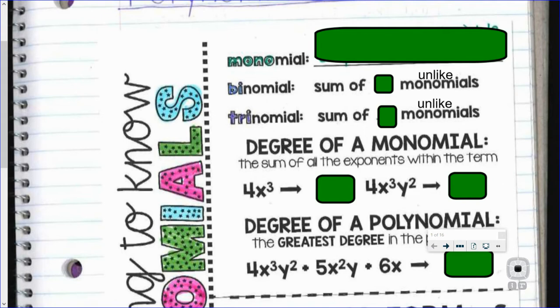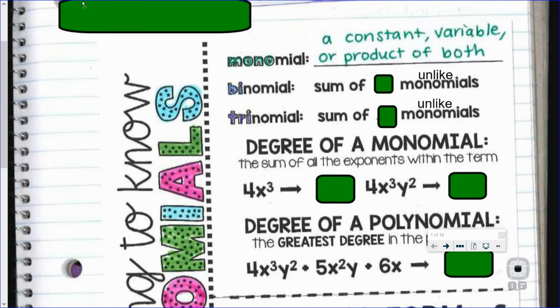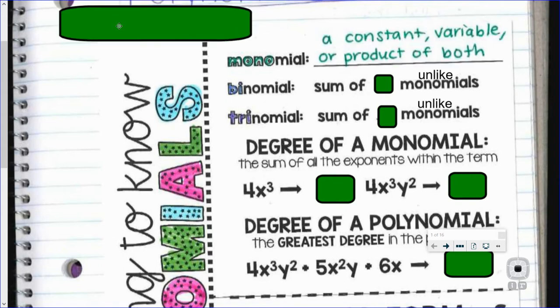A monomial, we've already talked about, basically. A monomial can have a numerical component, that being like a number, positive or negative. It can be just a variable, or it could be both. So a monomial is a constant, a variable, or a product of both. Now, there are other terms. Monomial, mono means one. Binomial is the sum of two unlike monomials. So basically, two terms is a binomial.